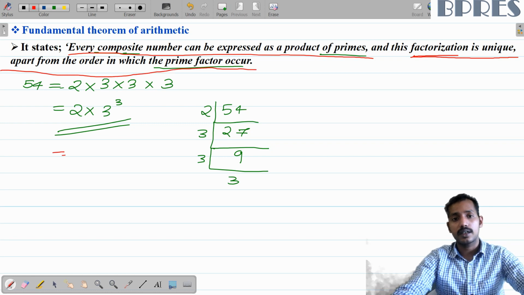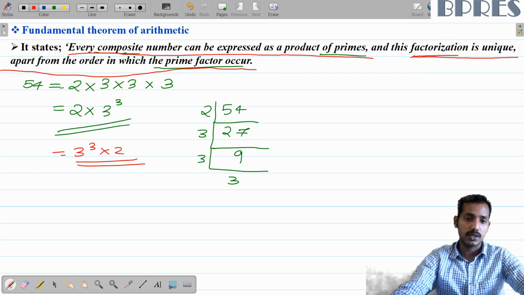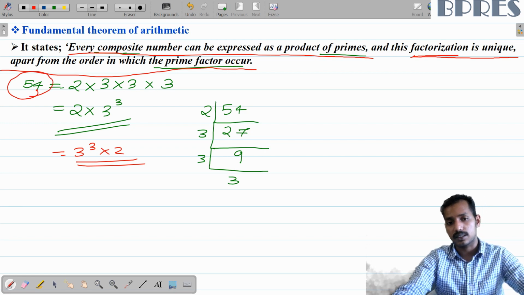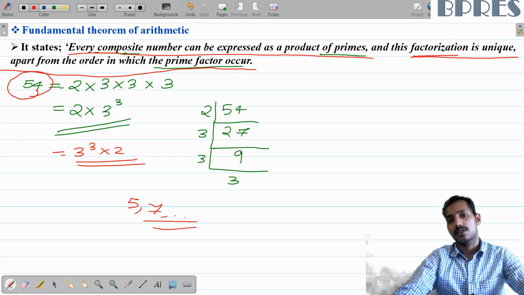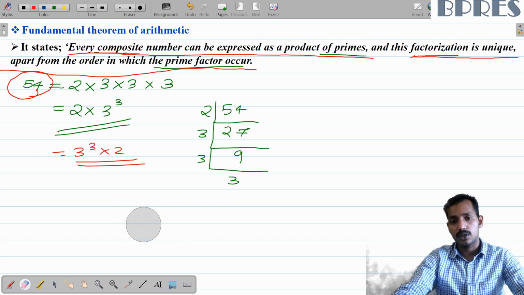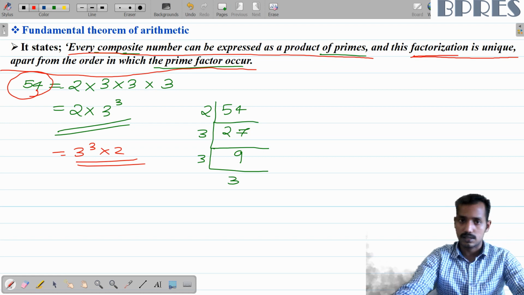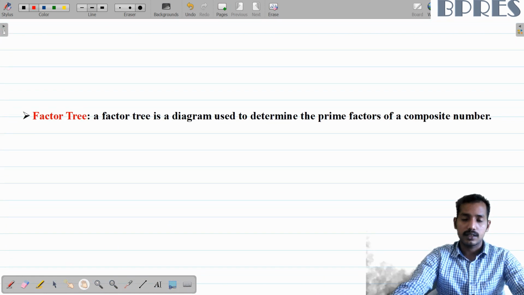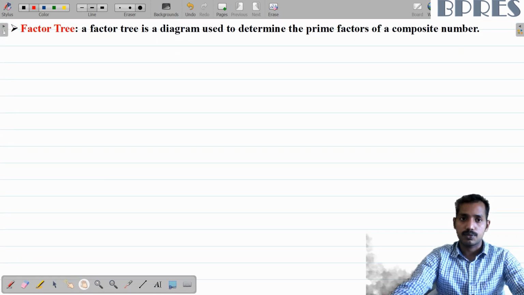That means you can write it like 3 cube into 2 also, but you cannot write this composite number 54 in terms of any other prime factors like 5 or 7, etc. That is what this theorem states. So this uniqueness of the prime factorization can be used to prove many questions. And another topic under prime factorization is the factor tree.